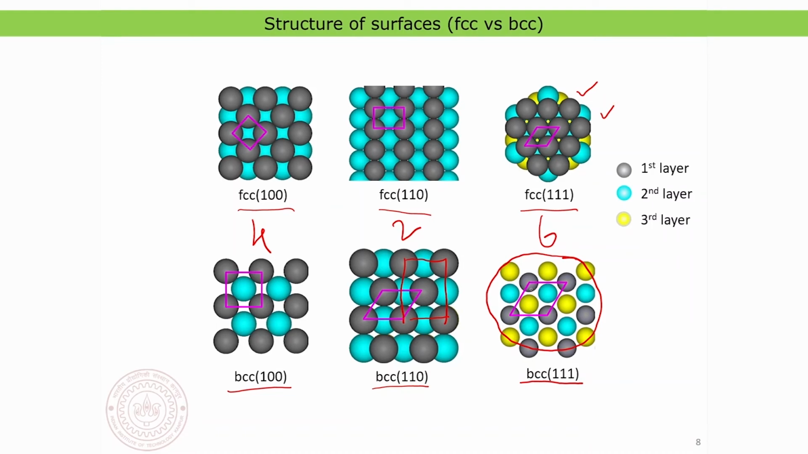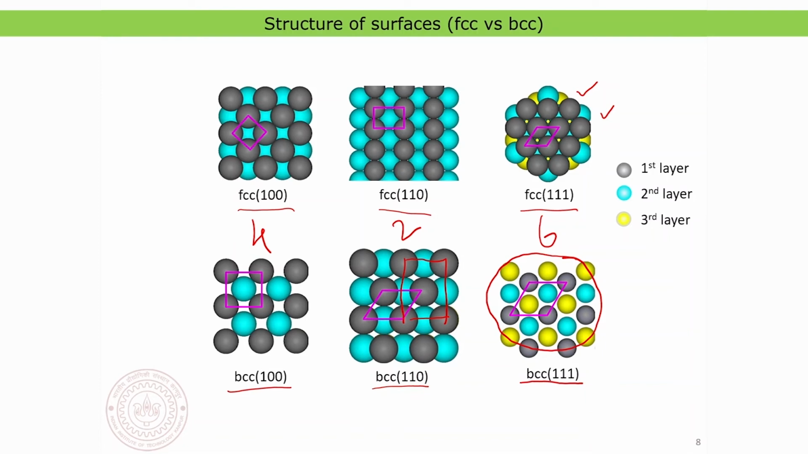So which also means that the roughness of the BCC111 surface is actually much higher compared to the FCC111 surface. Or in general, out of all these surfaces that we are looking at, the BCC111 surface is basically a much more rough surface than the others.